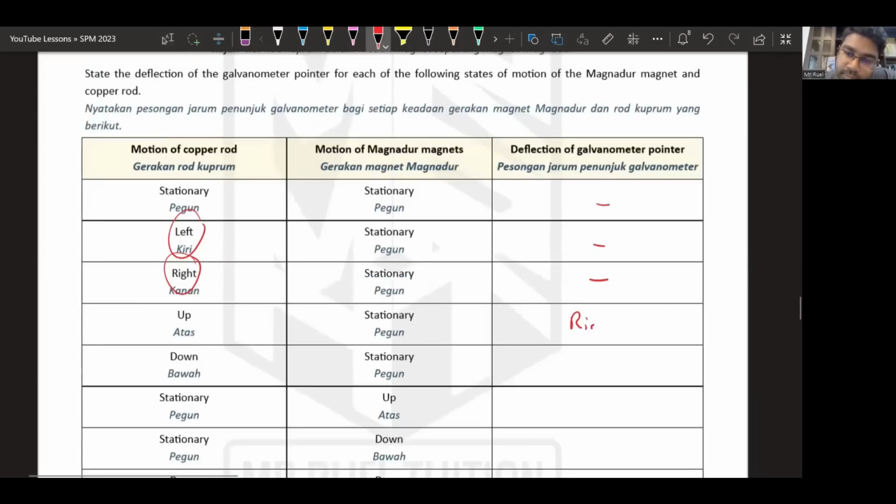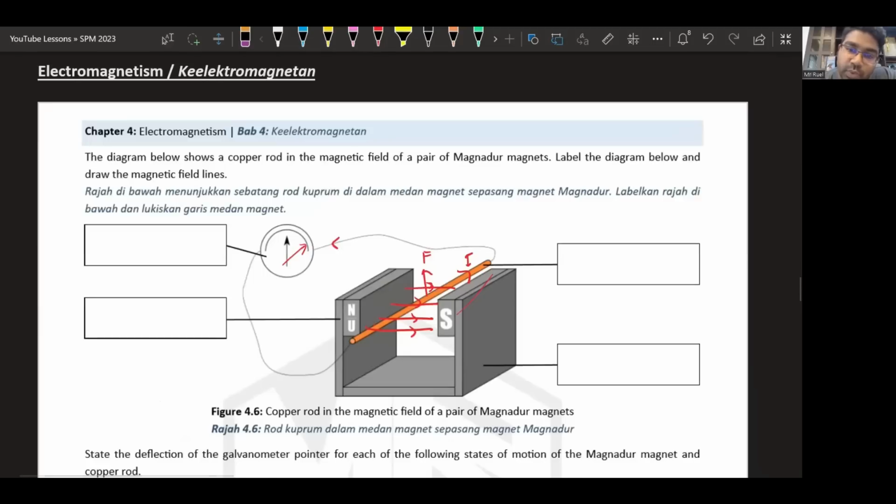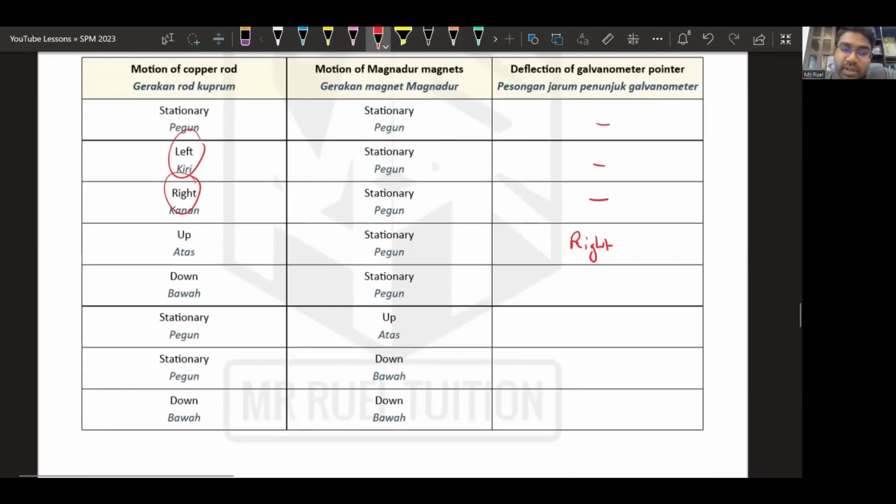Okay. Now, when we push the rod down and the magnet is stationary, the force is now down. So again, use your right hand. Force is down, B is to the right. The magnetic field direction is still to the right. Current should be coming towards you, so current is coming out here. Therefore, current will be going into the galvanometer here and it will deflect to the left. So there's a deflection to the left.